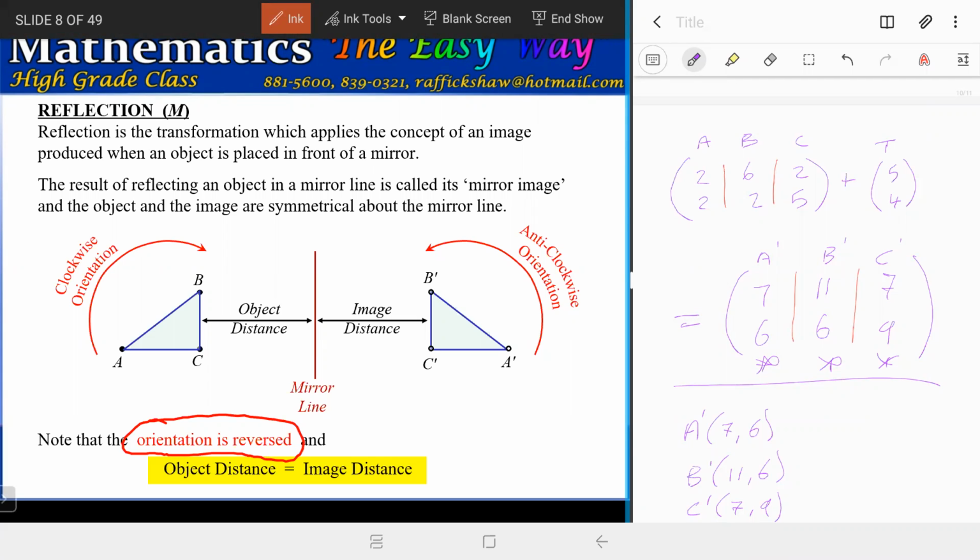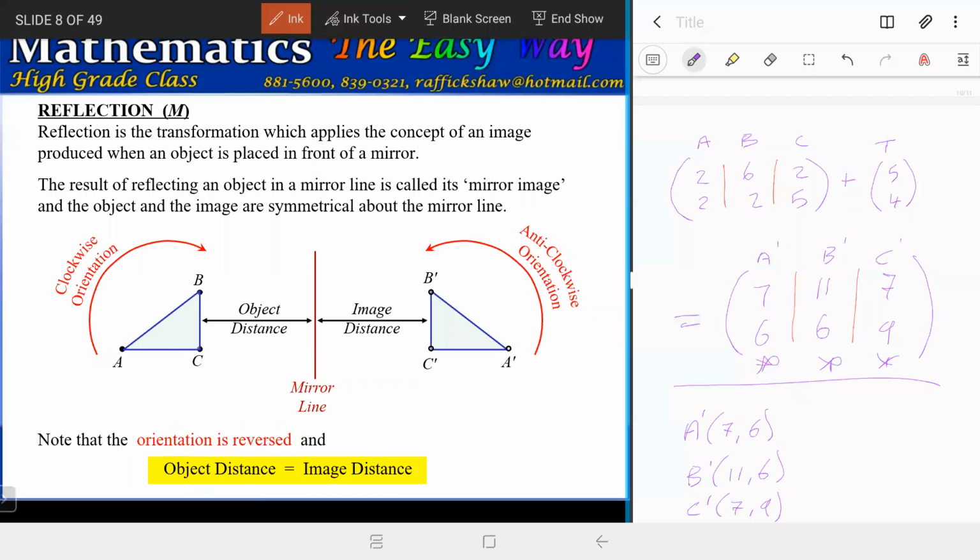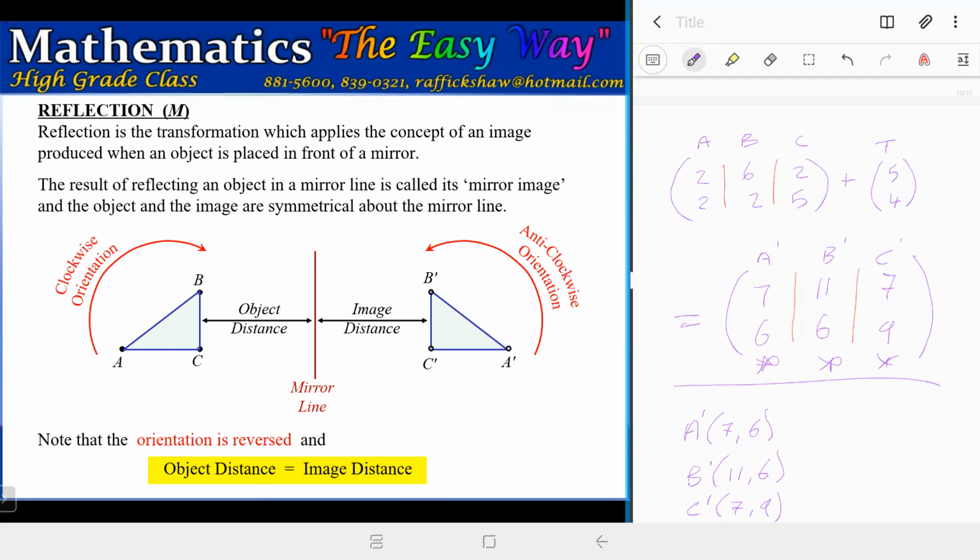Orientation is reversed. And then the next thing is that the object distance and the image distance from the mirror line are the same. We're talking about perpendicular distance. The object distance and the image distance from the mirror line will be the same. All right, so that's it. Those are the properties of your reflection.